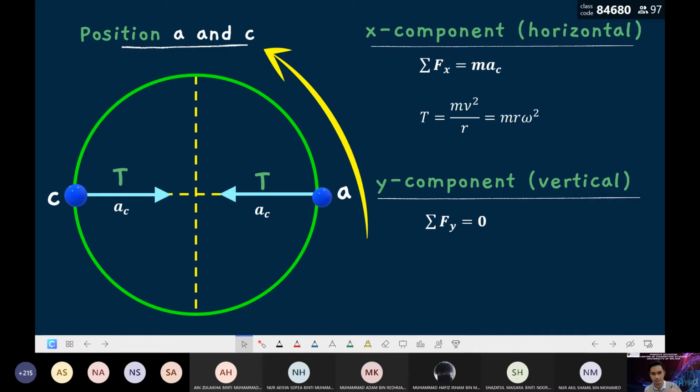So there is no up and down, ke bawah dan ke atas. And then dia akan always point to the center. Jadi dia ada only pada X sahaja. Dia tak ada pada Y component. So the Fx yang menghasilkan the centripetal force is only the tension. So that's why I equate the tension is equal to mv square over r, is equal to mr omega square. Jadi pada Y component dia tak ada.